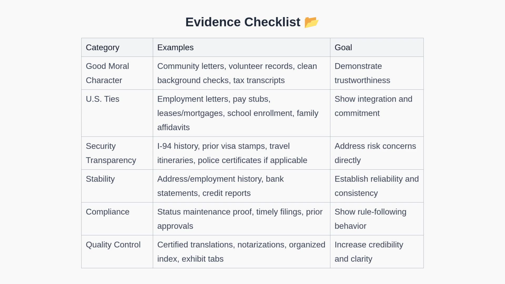Ties, employment verification, pay stubs, leases or mortgages, school records, and affidavits from family. For security transparency, I-94 history, prior visas, travel itineraries, and police certificates where appropriate. For stability, continuity in address and employment, plus banking and credit evidence. For compliance, proof of maintained status, and timely filings.